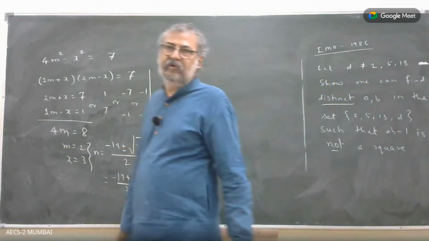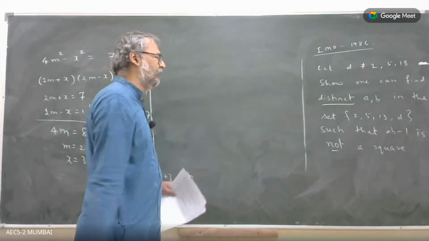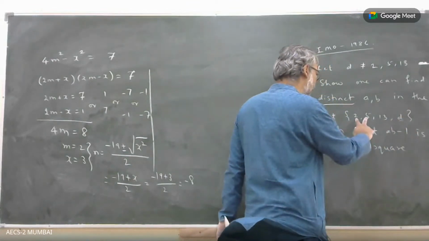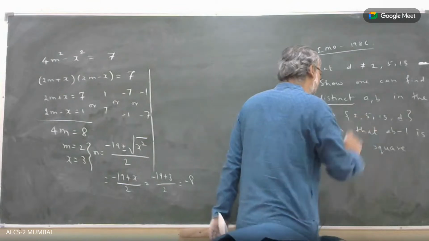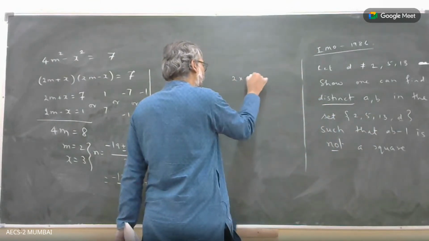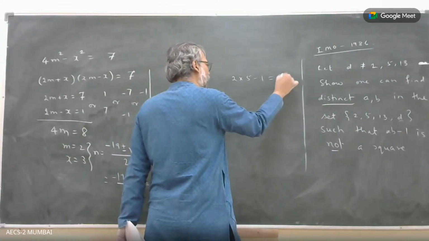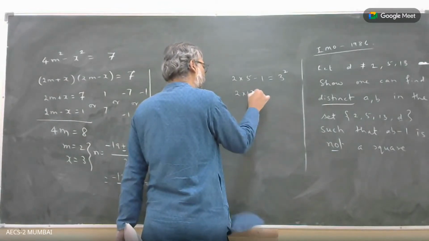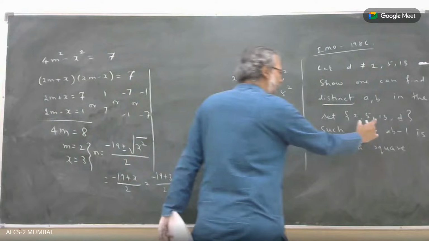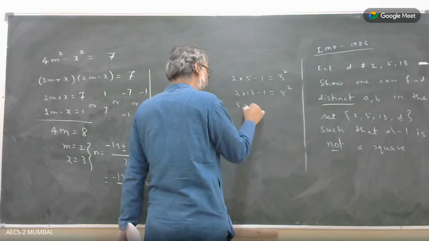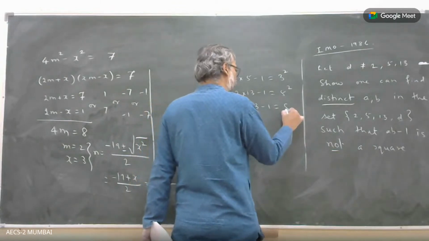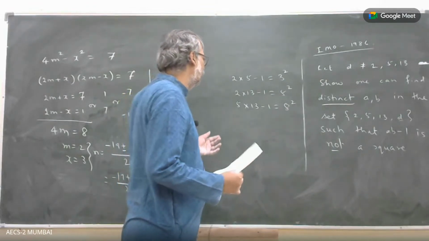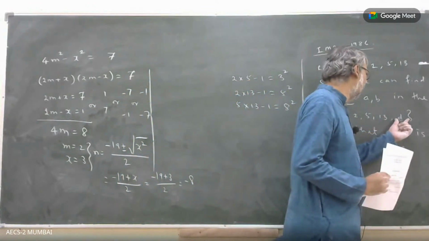Okay, we'll try to understand the problem first. The wording is difficult because it's an IMO question. We don't know what d is, and you take any two different numbers. Take 2 into 5, the product 2 into 5 minus 1, and you see that is a square, right? Then 2 into 13 minus 1 is also a square. 5 into 13 minus 1 is also a square.